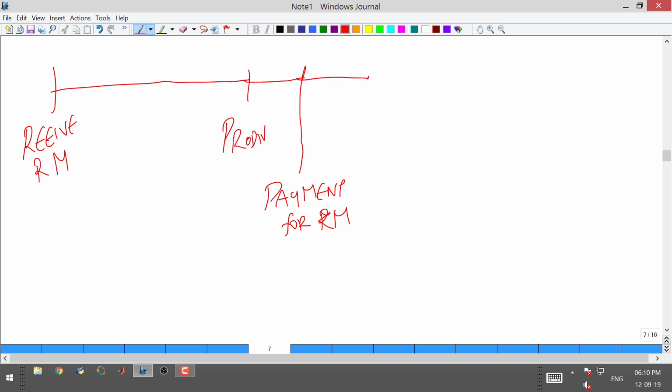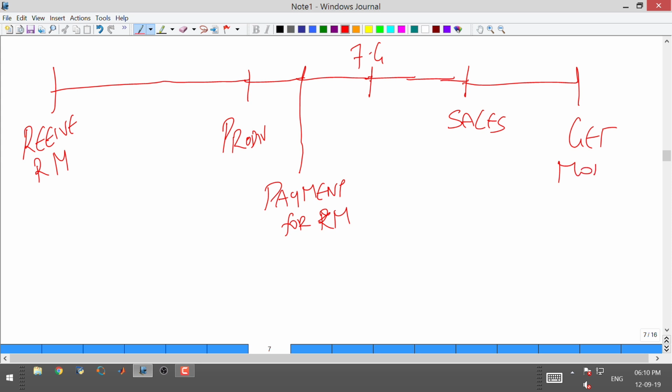Then the finished goods get ready, and the next stage is that sales happen, which again is unpredictable. And after quite some time is when you get the money on sale.